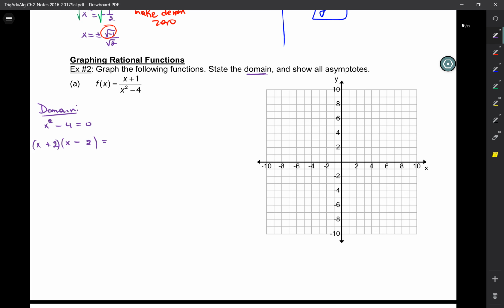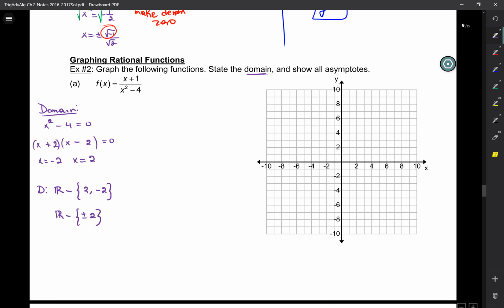Right, okay, so whether you solve this by factoring or by the square root method, you get the same answer. Always plus or minus. So x equals -2, x equals +2, right? So what's the domain then? All real numbers minus 2 and 2 like this. You could also say all real numbers minus plus or minus 2. It's really the same. Okay?